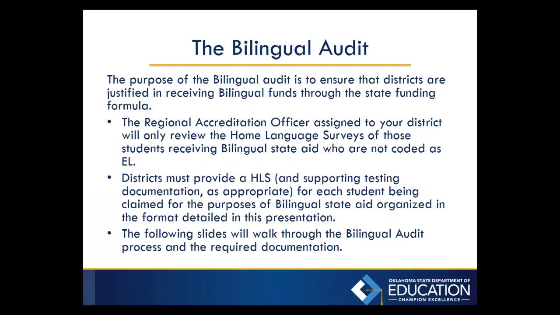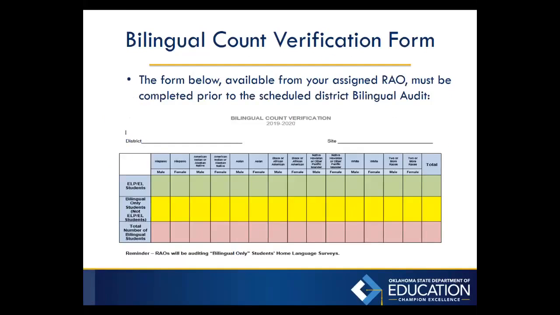Districts must provide an HLS, home language survey, and supporting testing documentation as appropriate for each student being claimed for the purposes of bilingual state aid, organized in the format detailed in this presentation. And as Legay will surely emphasize, organization is key to getting through this process with the minimum of headache. The following slides will walk through the bilingual audit process and the required documentation. So I'm going to hand it over to Legay.